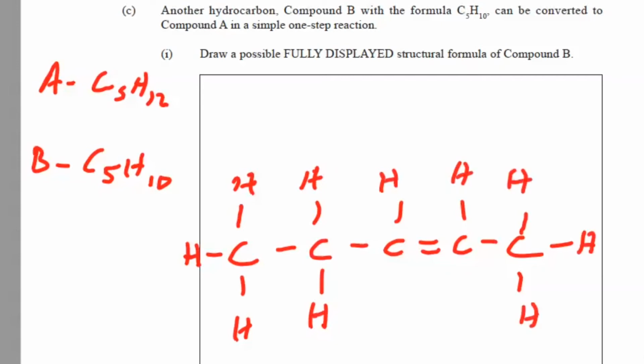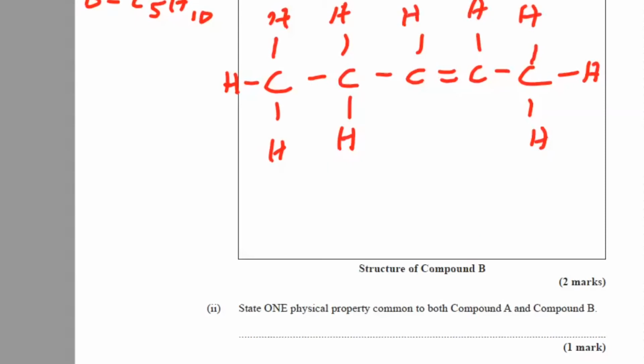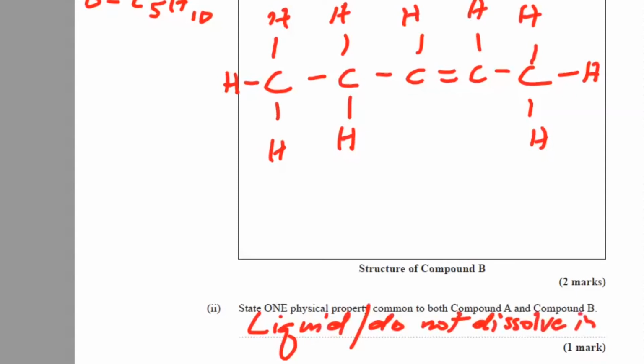That's it. And they want us, in part 2, to state one physical property common to both compound A and compound B. All right, so physical property. They would both be liquids. That's one. And we could also say, as a second one, they do not dissolve in water. And that would give us 3 more marks.